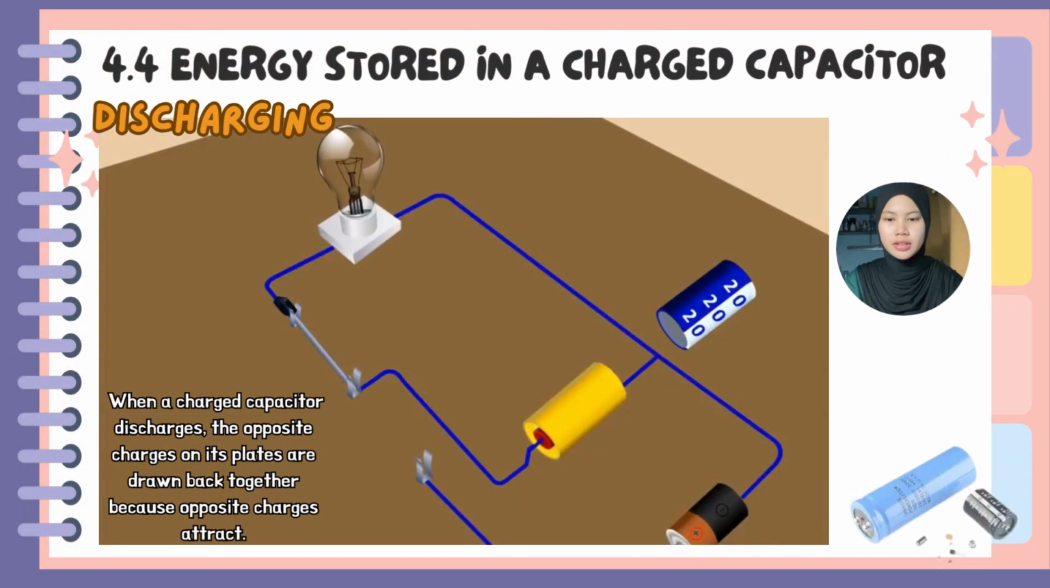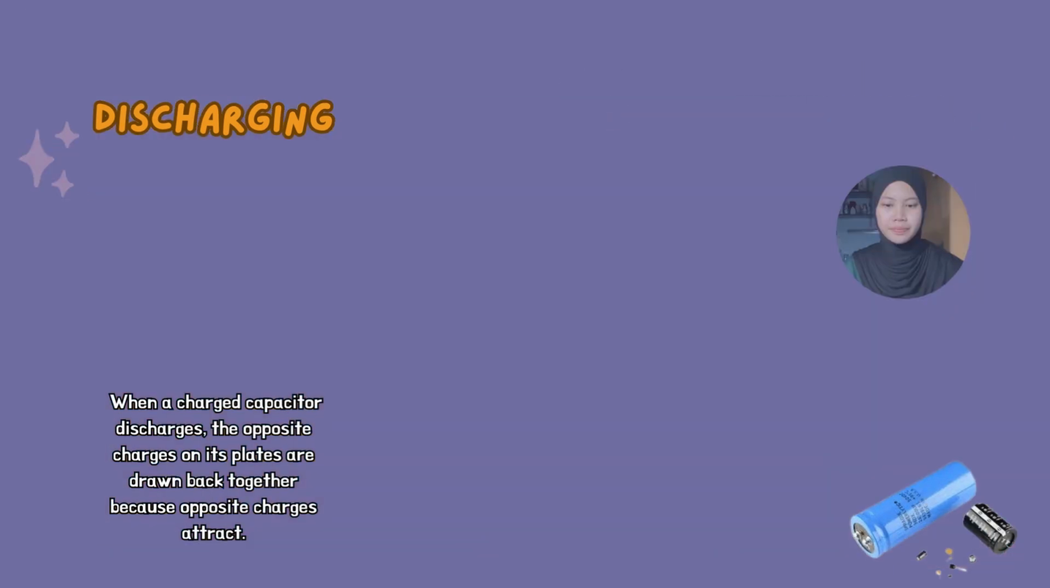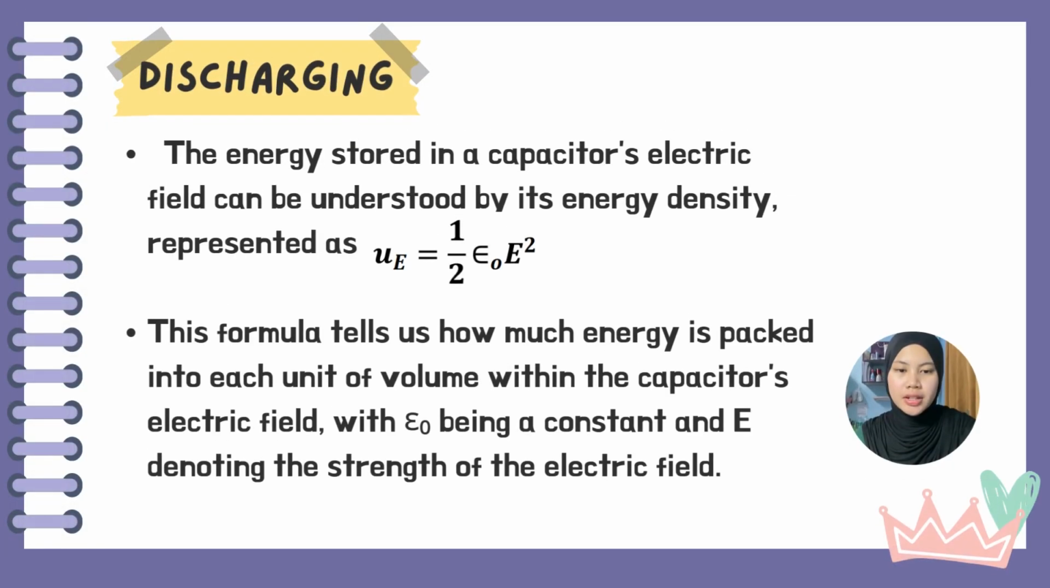And then discharging. When a charged capacitor discharges, the opposite charges on its plates are thrown back together because opposite charges attract. The energy stored in the capacitor's electric field can be understood by its energy density, represented as this formula, which tells us how much energy is packed into each unit of volume within the capacitor's electric field, with permittivity being a constant and E denoting the strength of the electric field.